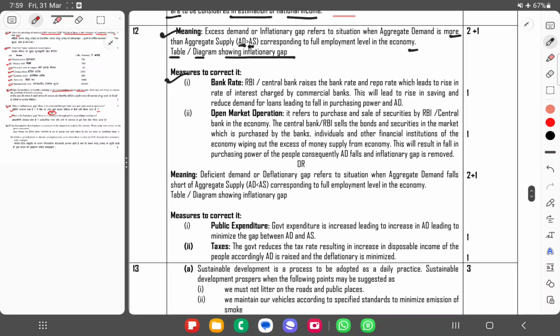The RBI, the central bank, raises the bank rate and repo rate, which leads to a rise in the rate of interest charged by the commercial banks. This will lead to a rise in saving and reduce the demand for loans, leading to a fall in the purchasing power and ED. Open market operation refers to the purchase and sale of securities by the RBI, the central bank, in the economy.